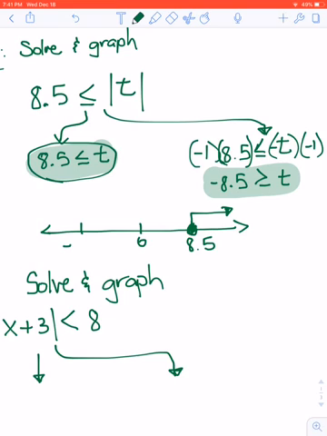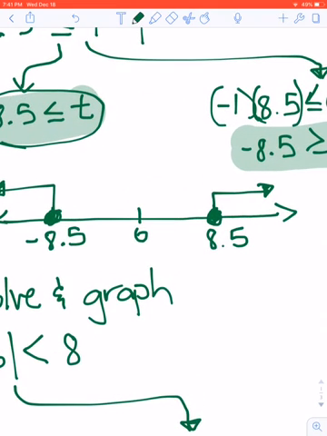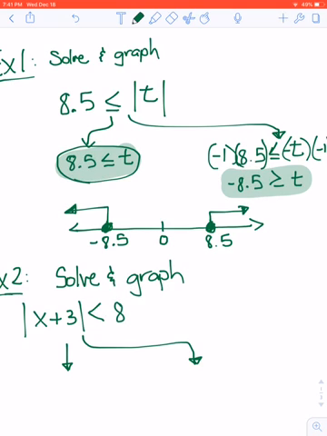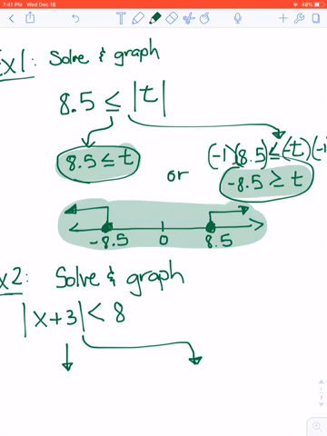Likewise with negative 8.5, it says all the things that are smaller than 8.5. So we go to the left. So here now are all my solutions from 8.5 and up to negative 8.5 below. And you can see this is an OR scenario. Okay? So don't forget to circle your answers when you're done. Here we have 8.5 and negative 8.5 as my boundaries.